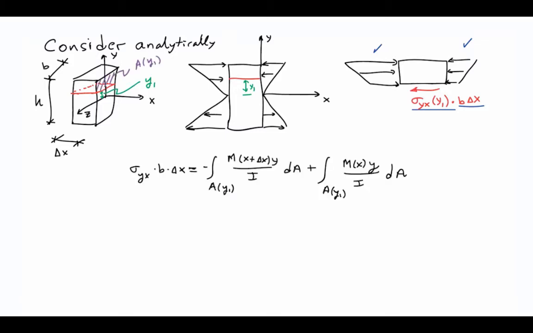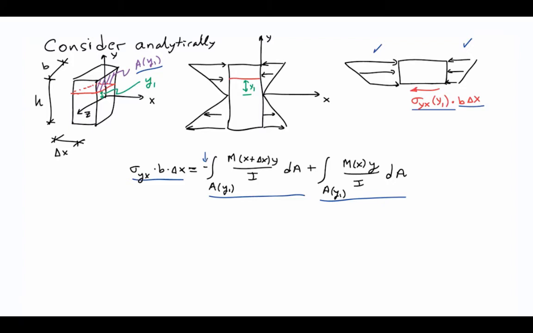So if I can integrate over the area above y1, which I've labeled AY1 here, that has to balance the force. So the force is sigma yx b times delta x, and that's going to be balancing the forces from the two sides. So at x I have the integral of M(x) y over I, and at x plus delta x I have M(x plus delta x) y over I, and there's a minus sign here to take care of the direction of the forces appropriately.